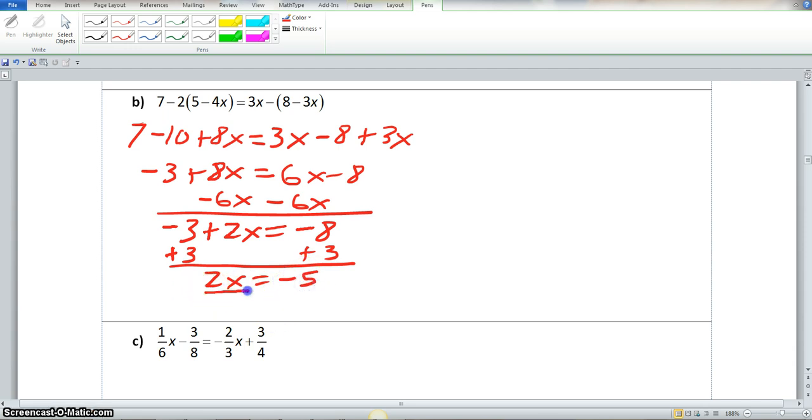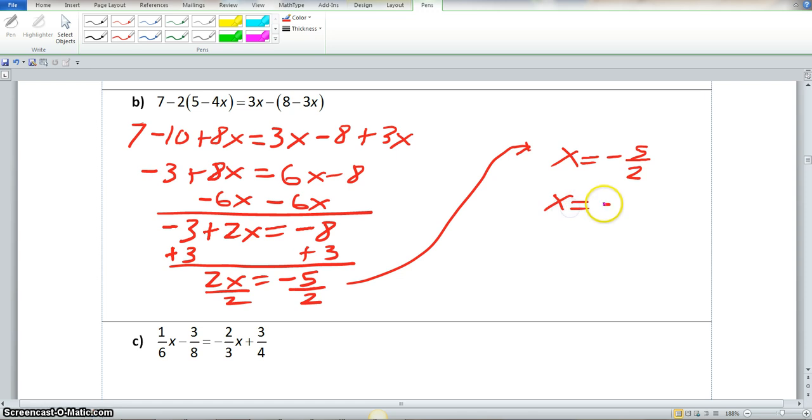Now we will divide each side by 2. And we will have x is equal to a negative 5 halves. Now we can convert this to a decimal. So we will have x is equal to a negative 2.5. And that would be our final answer.